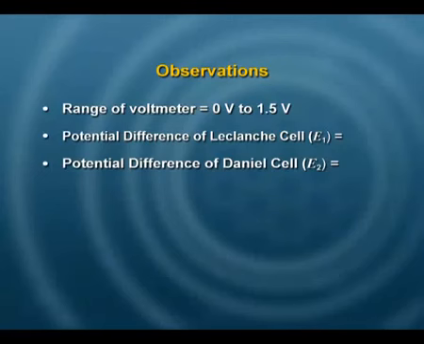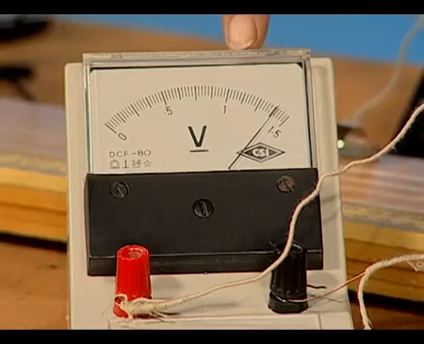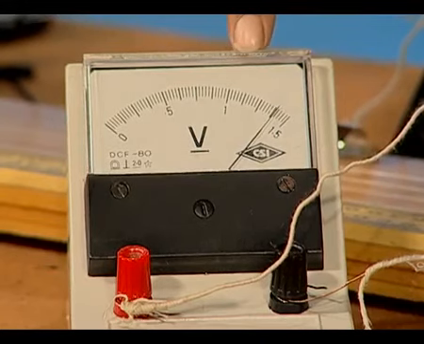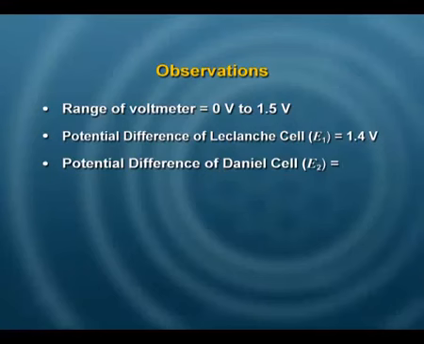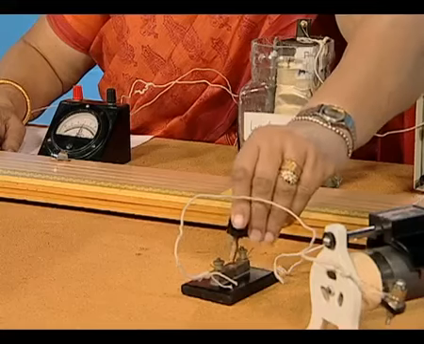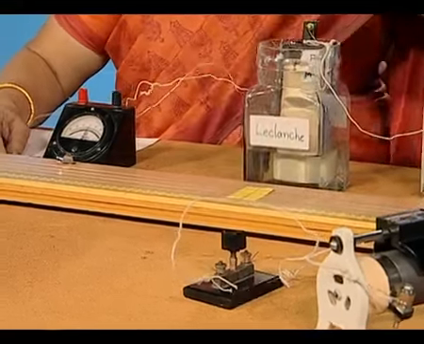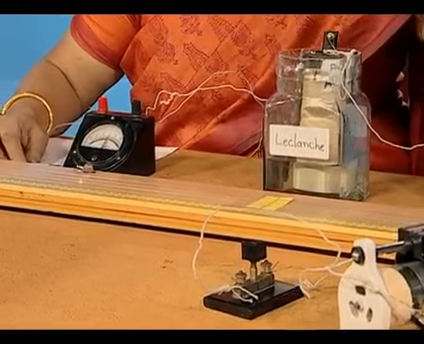To start taking observations, let us find out what is the EMF of the Leclanché cell. Connecting the voltmeter across my Leclanché cell, let us see the reading. It is 1.4 volts. We are going to put the key in the main circuit. So, the current is now flowing.